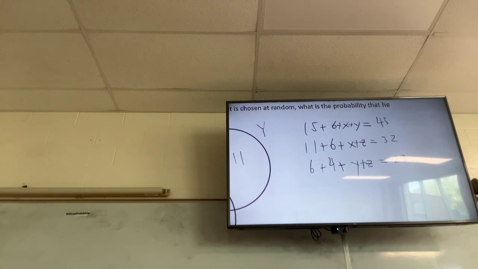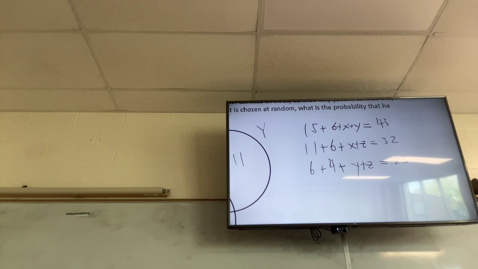6 plus 4 plus 1. Okay, so let's write this so we can get it in our calculator. What's 43 minus 21? It's 22. So it's X plus Y equals 22. I'm just simplifying some of the numbers. Are you okay with this? X plus Z equals 15. Y plus Z equals 13.